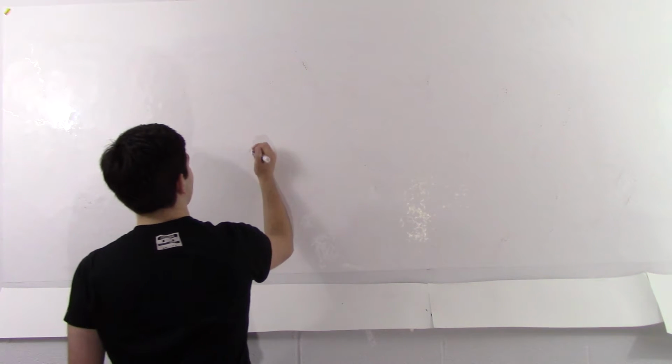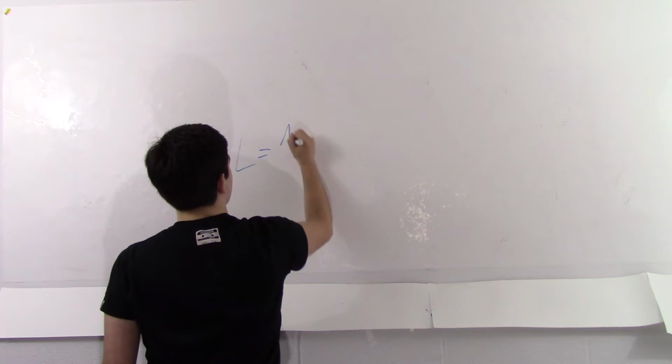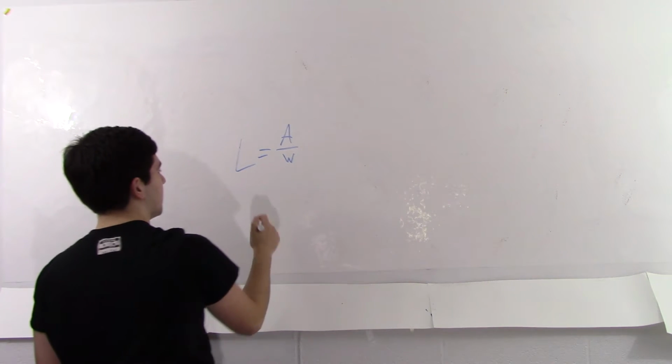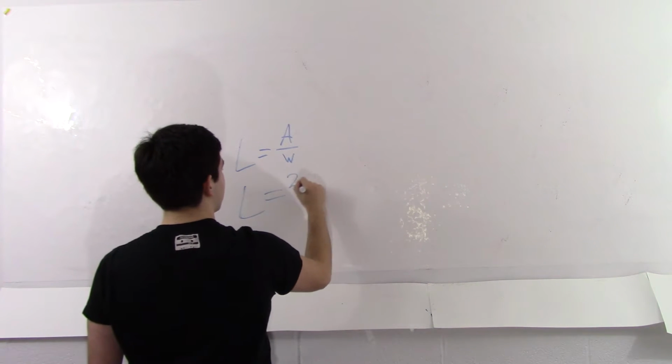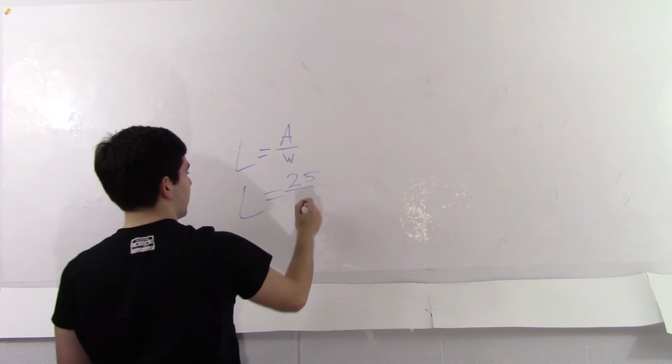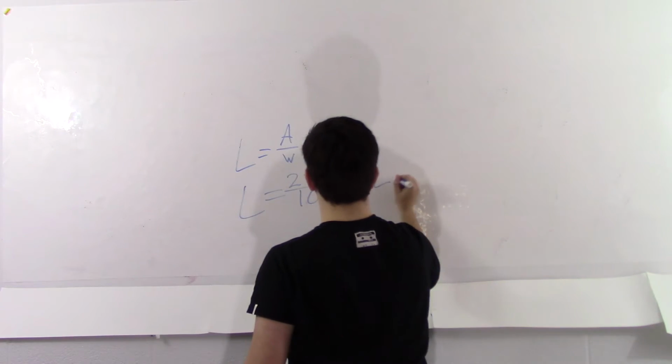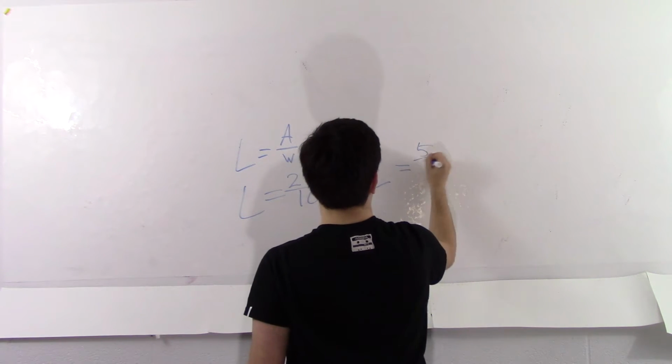This also helps us figure out what ratios are. So again, if we had that same L equals area over width, or length equals area over width, and we plug it in, let's say 25, and the width is 10, we know our length is a ratio of 5 to 2.